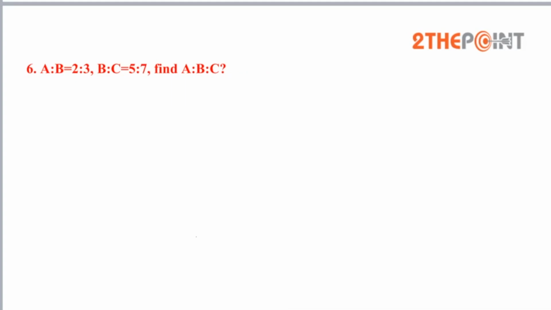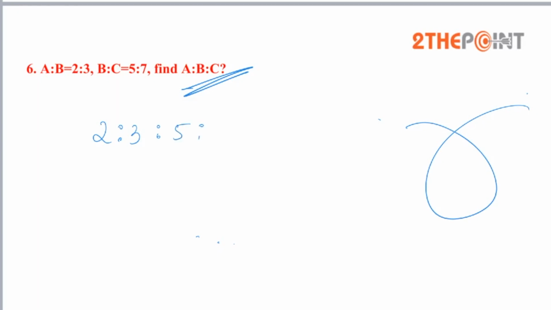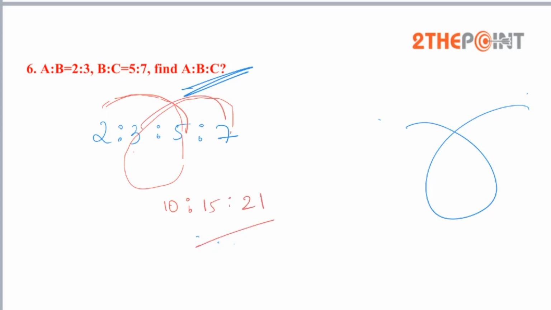A is to B is equal to 2 is to 3 and B is to C is equal to 5 is to 7. We have to find the ratio of A is to B is to C. Let's follow a shortcut. Remember the small r. So A is to B is 2 is to 3 and B is to C is 5 is to 7. With this r shape, we calculate A is to B is to C. That is 2 into 5, 10, is to 5 into 3, 15, is to 3 into 7, that is 21. This is the ratio of A is to B is to C.